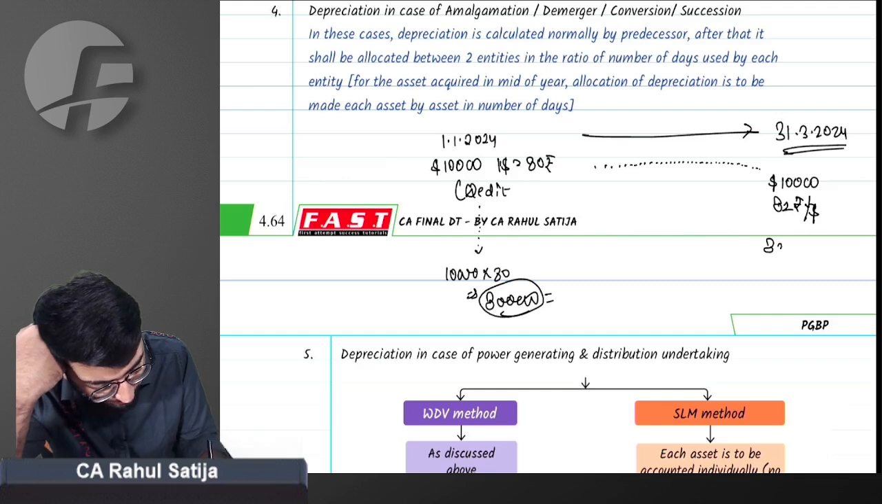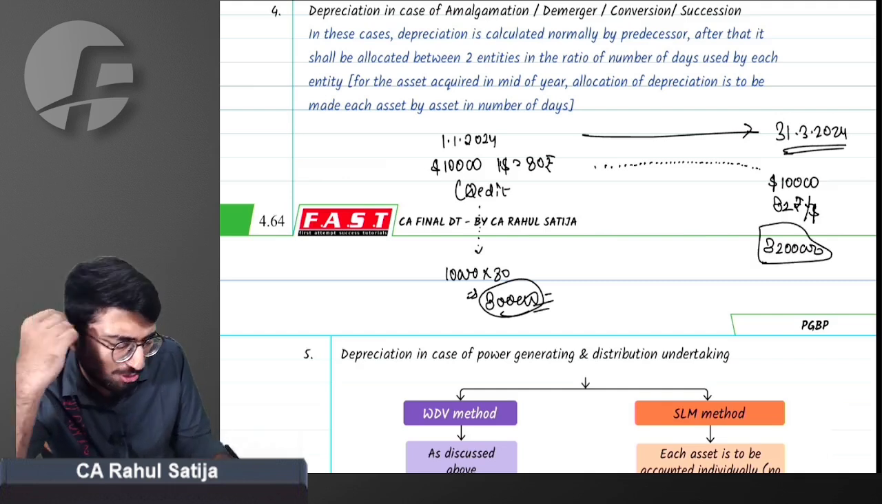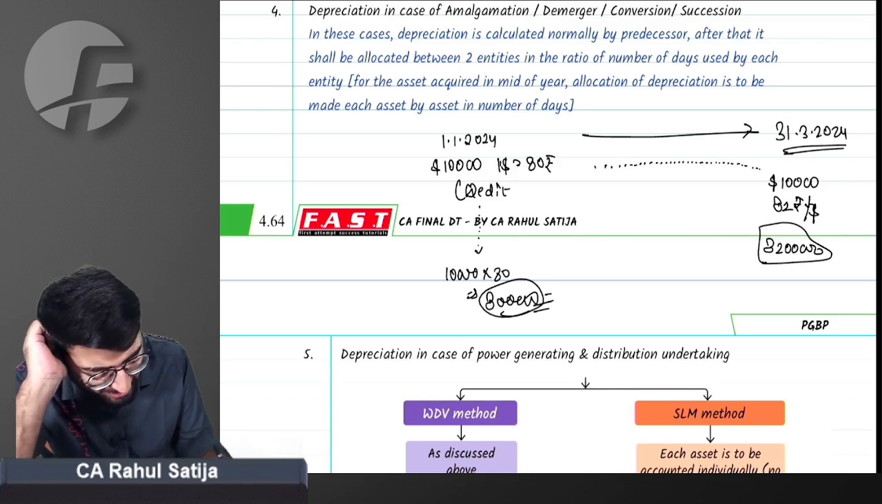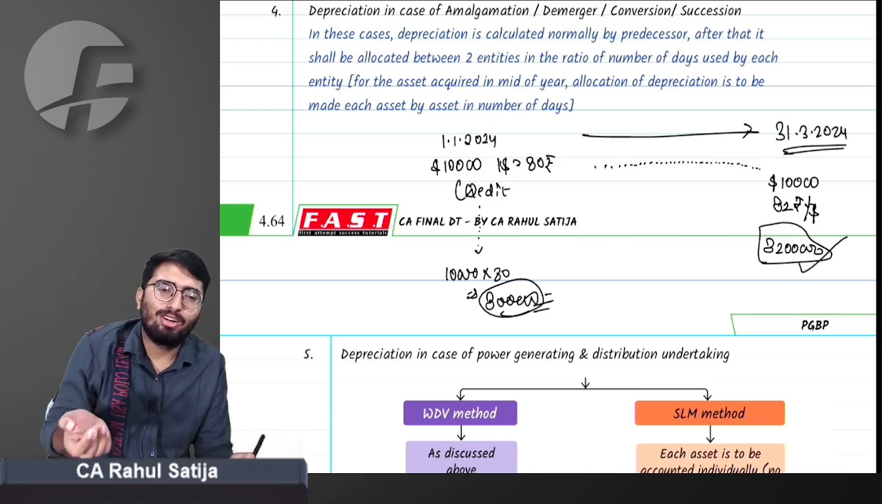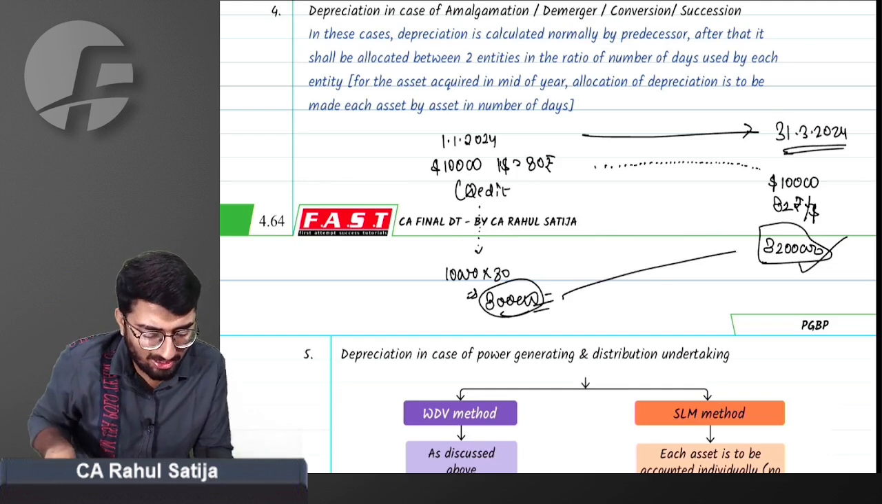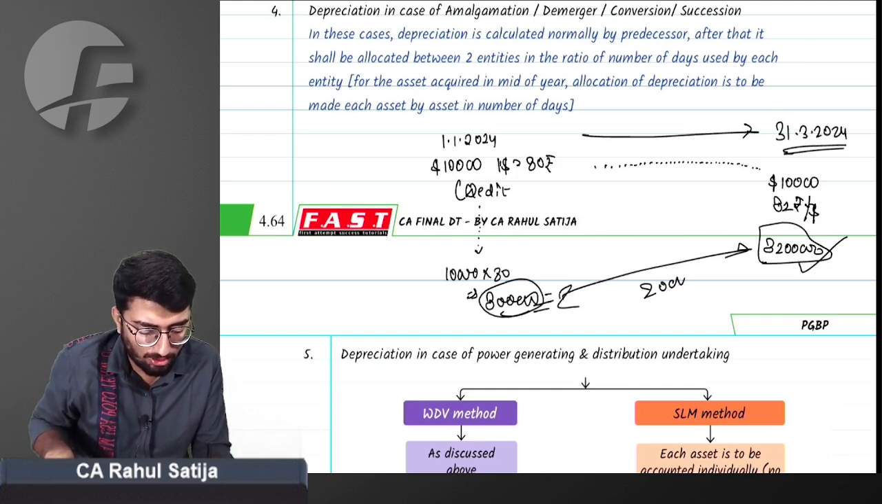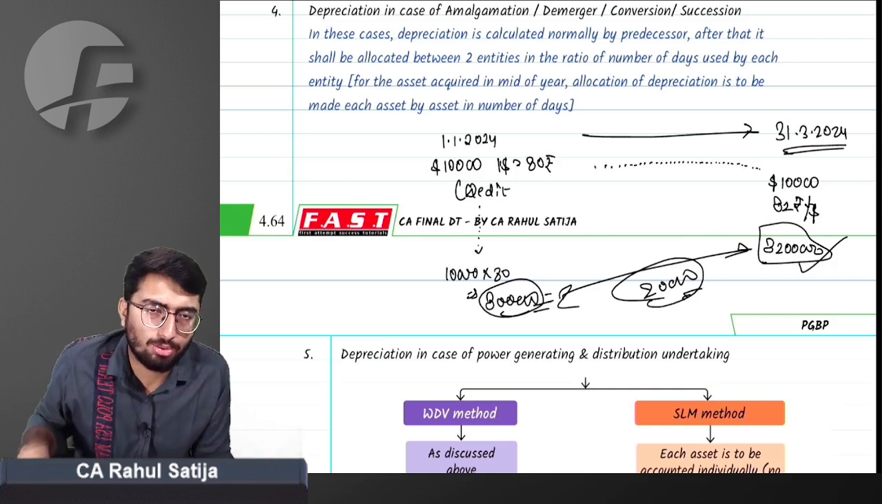Sir, I was required to pay 8,20,000 rupees. I had a capitalized asset of rupees 8 lakh and I am required to pay 8,20,000. Sir, what will be the treatment of this increased amount? Sir, this difference of 20,000 is on account of foreign exchange fluctuations.